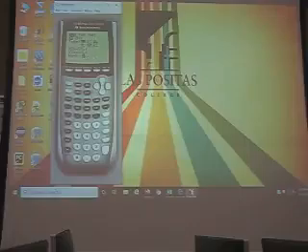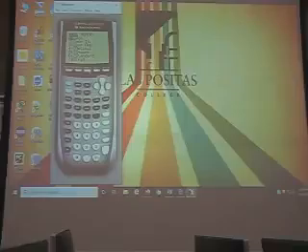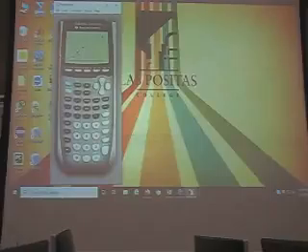Then hit zoom, which is in the middle right here, and choose zoom 9. Zoom 9 makes it really easy. It'll graph it for you. So you guys have something like that? That looks pretty good, right? There aren't any crazy outliers there.